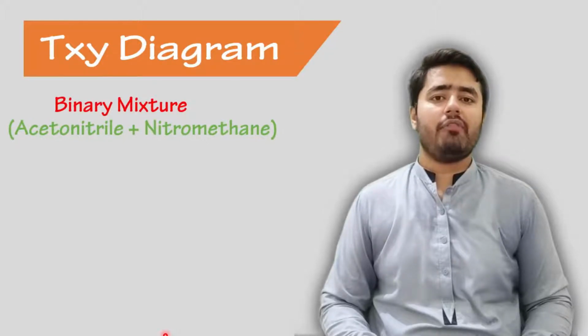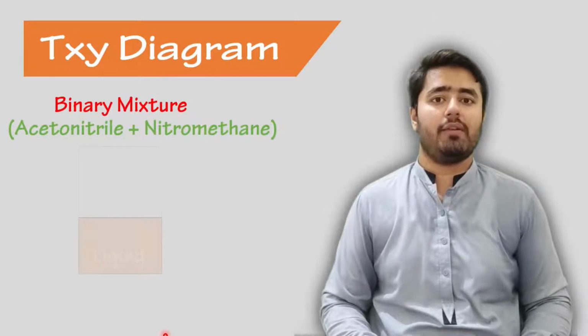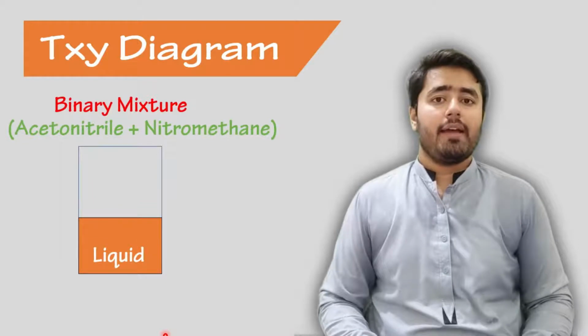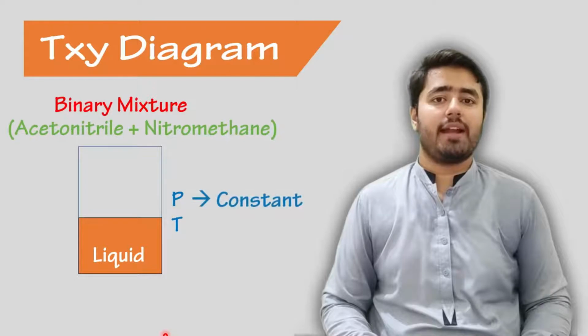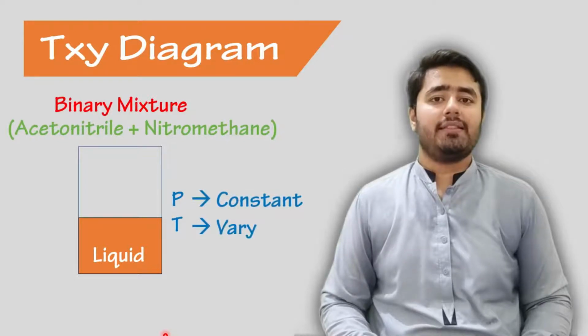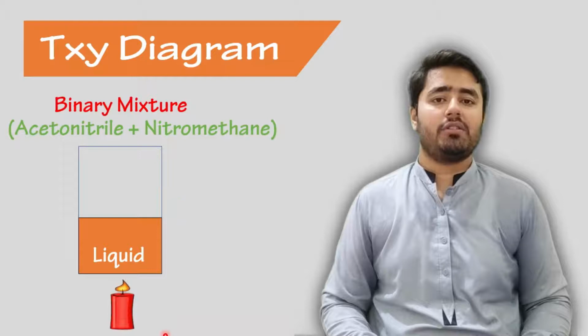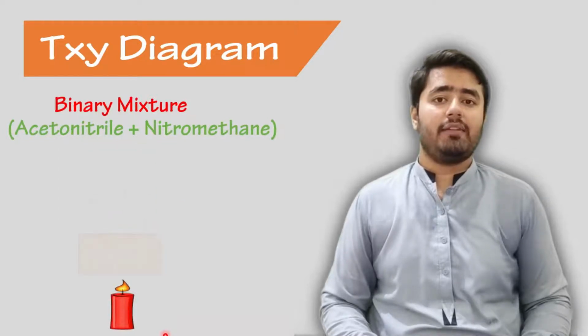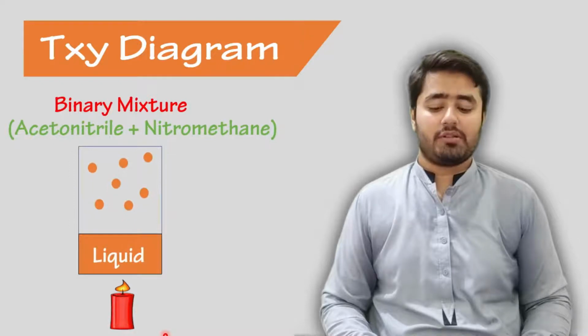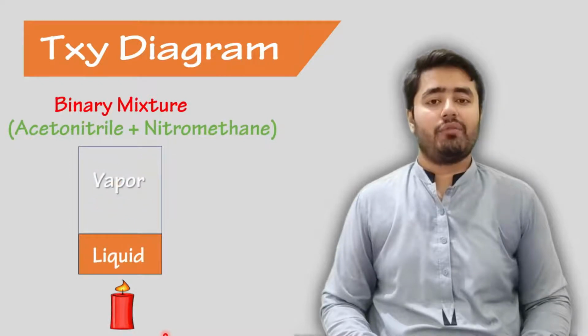For example, if we have a mixture of acetonitrile and nitromethane and we put this mixture in the liquid state into a closed tank, which will have some specified temperature and pressure, and if we keep the pressure constant and vary the temperature, which can be done by heating the liquid mixture, when the liquid gets heated it will convert into the vapor state. So at this time we will have two phases coexisting in the tank.